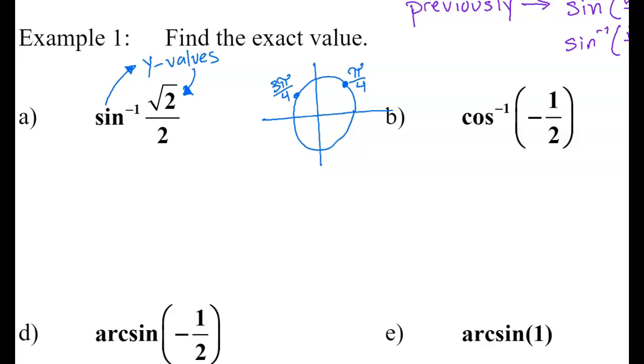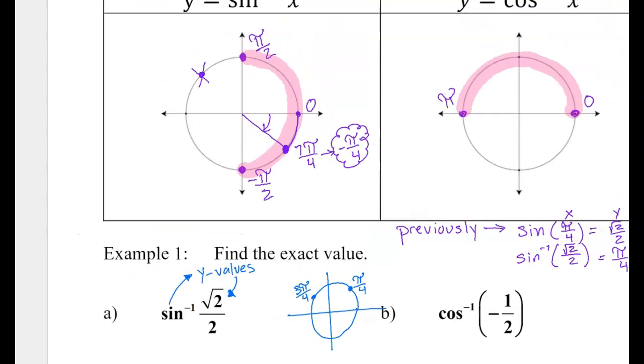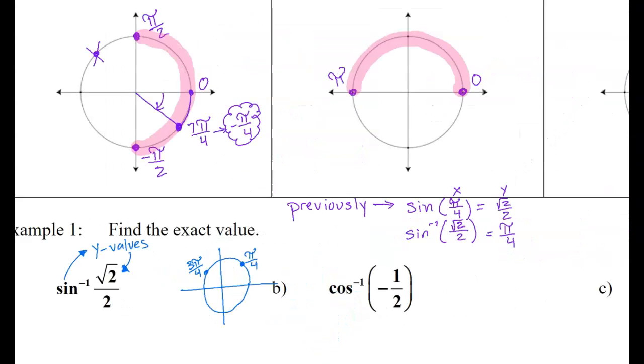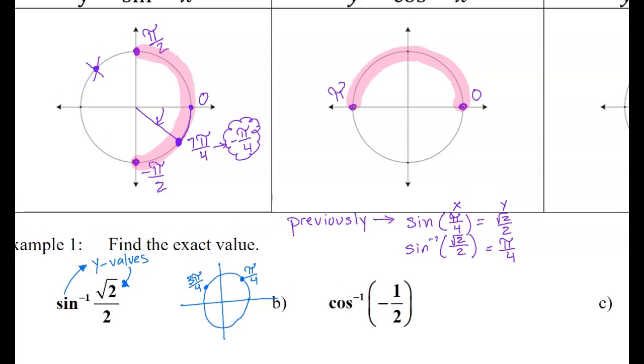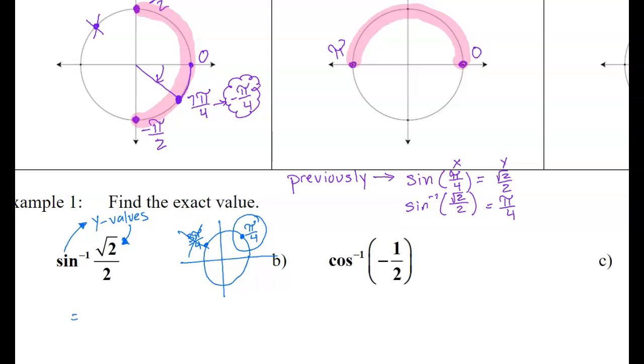Now we need to ask ourselves, which one of these is our true solution? Which one is in our restricted domain for inverse of sine? This is pi over 4, not 3 pi over 4, which is not in our correct domain. So our answer here is pi over 4. That's what we would input into math itself.